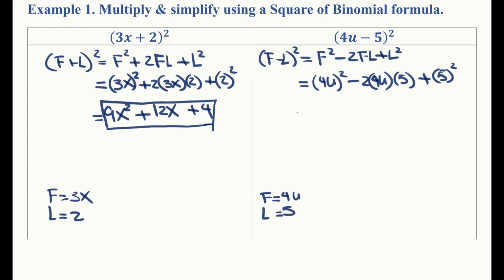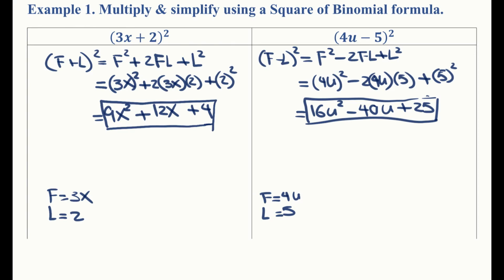Okay, so we end up with 16u squared minus 2 times 5 is 10 times 4 is 40, so 40u, plus 25. A nice thing to do would be to double check yourself by doing the same problems quickly in a table, just to make sure that everything went well.